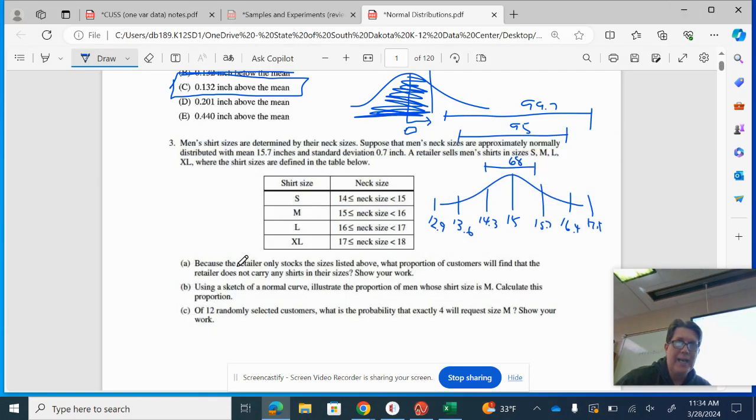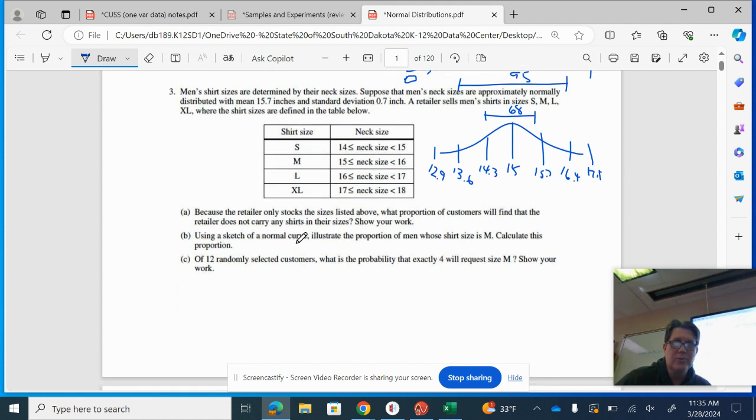But part A says, because the retailer only stocks in the sizes listed above, what proportion will find that the retailer does not carry any shirts in their size? Okay, so I'm going to do part A. If you were asked this on part A, I had 4 points I always looked for, and there's a reason I have those 4 points. I tell you, you need to draw the curve.